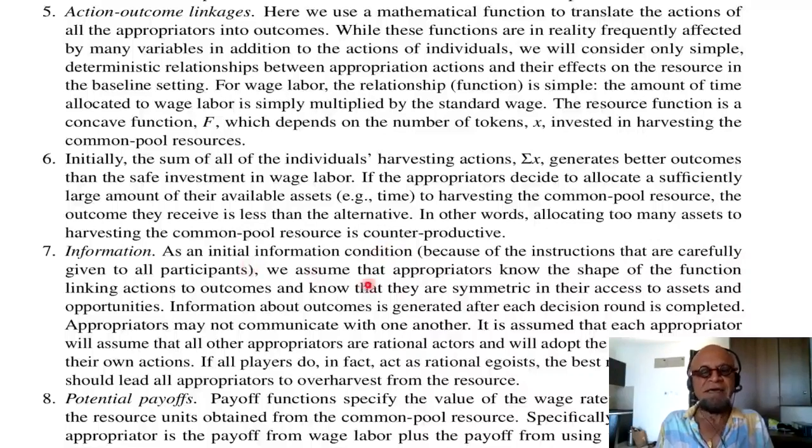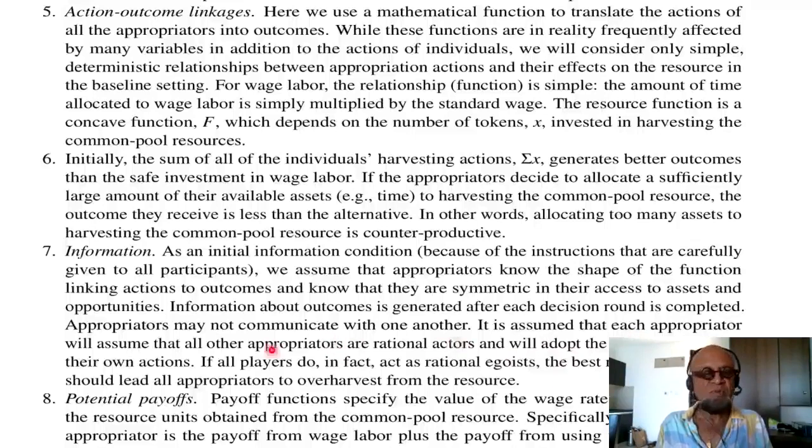Information, then, as an initial information condition, because of the instructions that are carefully given to all participants, because we're still doing an experiment either in the lab or in the field, we assume that appropriators know the shape of the function linking actions to outcomes and know that they are symmetric in their access to assets and opportunities. So everybody is following the same rules. There is equity. Information about outcomes is generated after each decision round is completed. Appropriators may not communicate with one another.